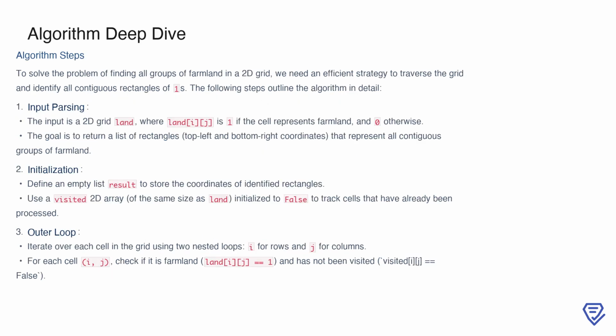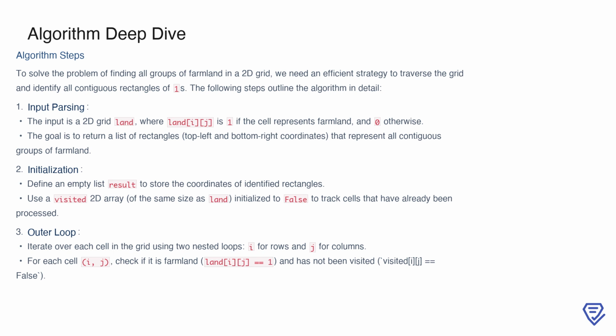To tackle the problem of identifying all groups of farmland in a 2D grid, we need a structured approach. First, we start by parsing the input, which is a 2D grid called land. In this grid, a cell value of 1 indicates farmland, while 0 indicates non-farmland. The ultimate goal is to identify and return all contiguous rectangles of farmland, with each rectangle represented by its top left and bottom right coordinates.